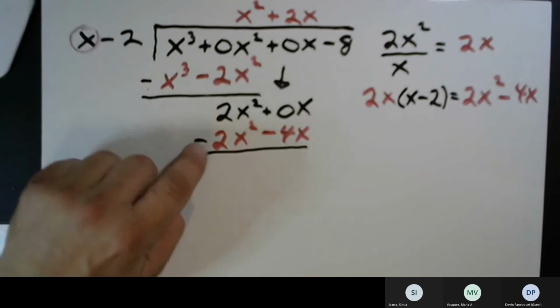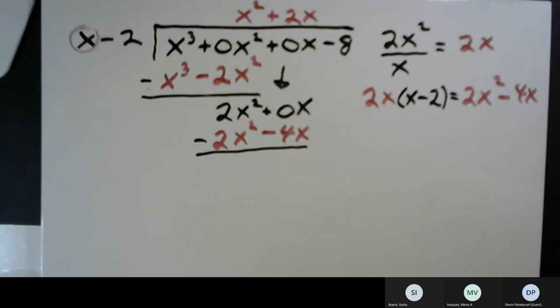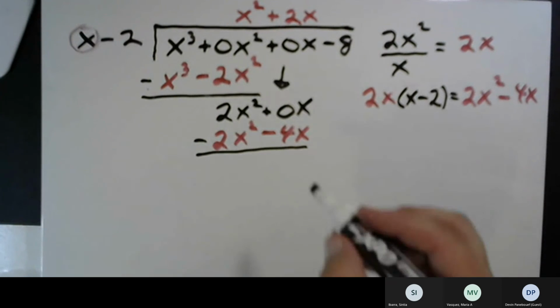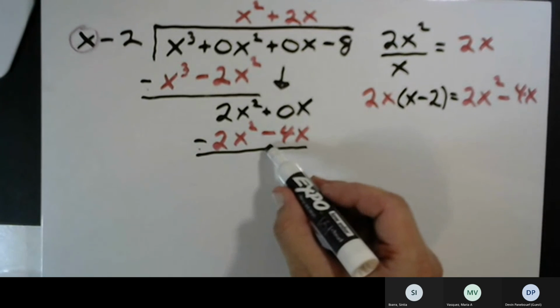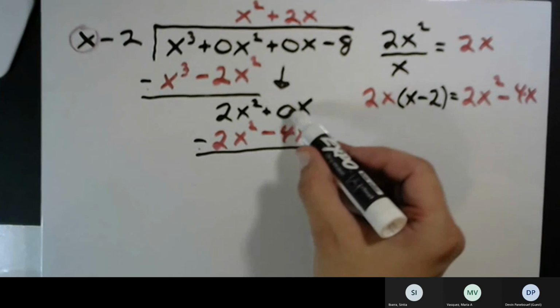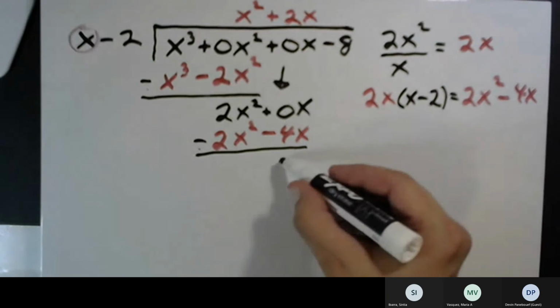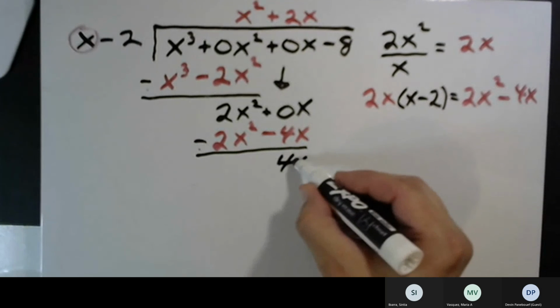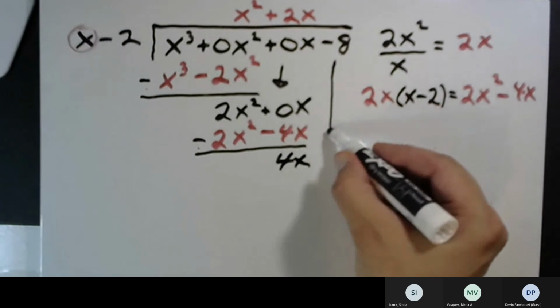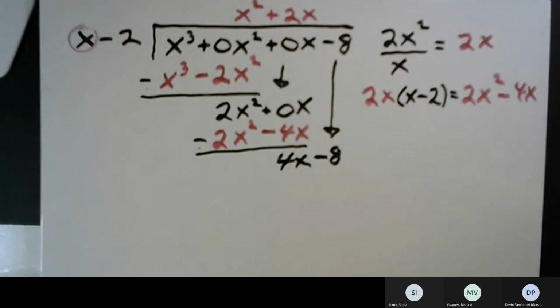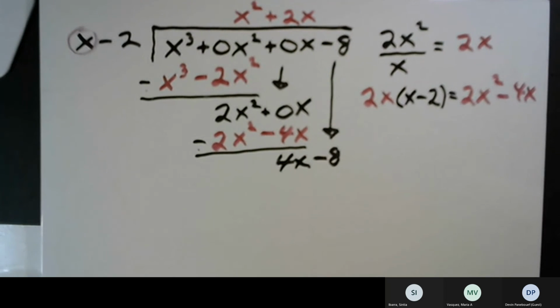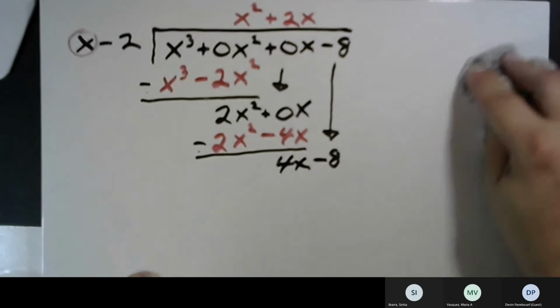So 2x squared minus 2x squared is 0. Again, we got to be careful. 0 minus a negative, double negative will be positive. So it becomes 0 plus 4x, or 4x. Bring down the next term, it's a -8. And then that's the end of our second cycle of division.